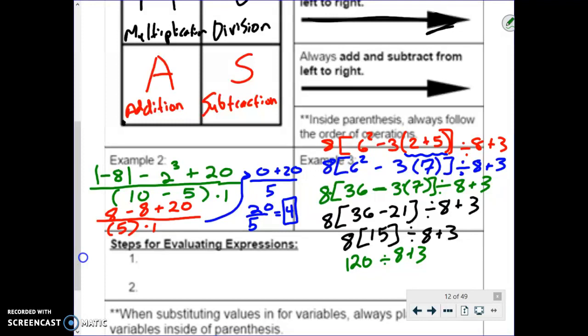So now I only have 2 operations left. I have division and addition. And if I'm going to divide here first, because I'm always going to do division before addition, I'm going to get back to 15, and I'm going to add 3, and that's going to give me an answer of 18. So lots of steps there, lots of rewriting, but those are the order of operations that we're going to follow.